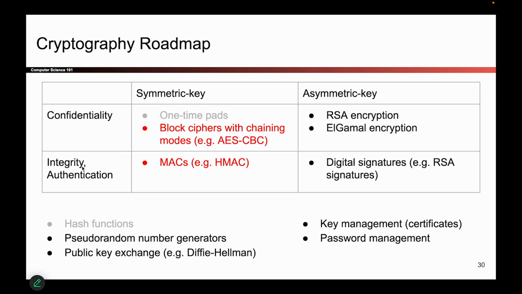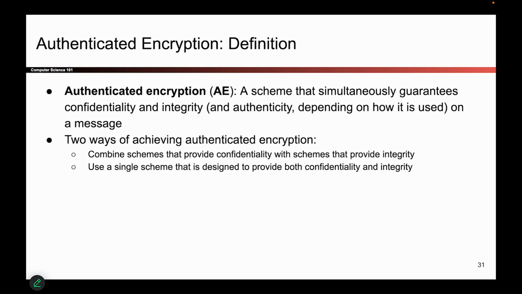So the last piece of the puzzle before we're done with symmetric key cryptography is to figure out how to combine these schemes to get the benefits of both of them. And it turns out it's a little bit trickier than it first seems. So all of the schemes that we'll see here fall under the term authenticated encryption. And the idea is that you want confidentiality and integrity on a message. You want both. And there's actually two ways to do this.